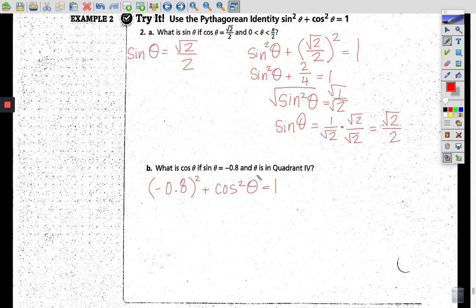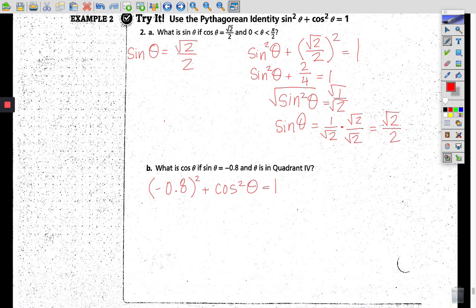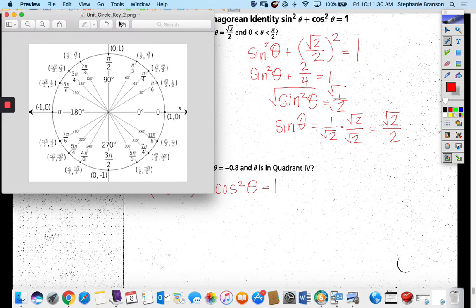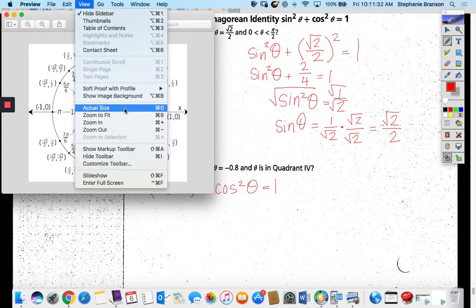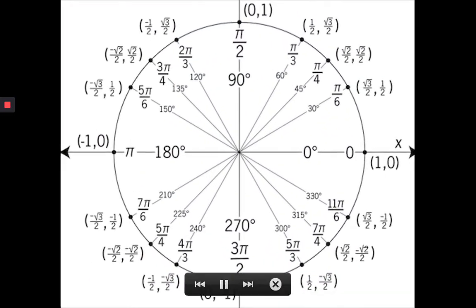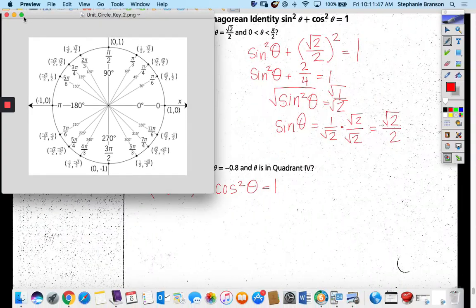So this is telling us that theta is in quadrant 4. We're looking at cosine of theta. Let's take a look at my unit circle again. Cosine is your x values. When you look at your x values over here in quadrant 4, they are all positive. You see that? So that means our cosine value has to be positive, okay? Just keep that in mind.